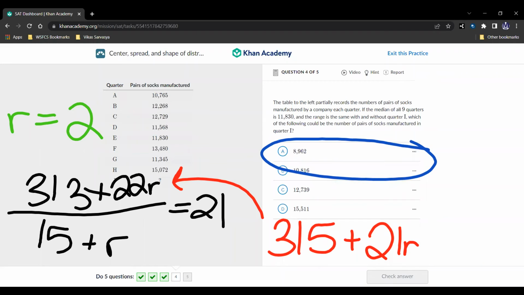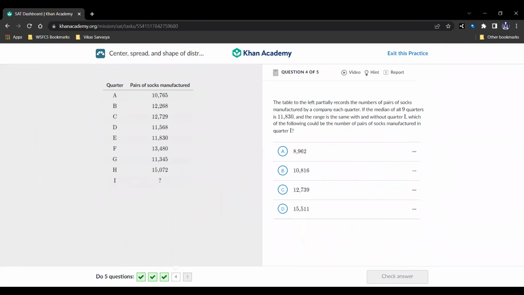All right, we've given yet another table. Let's see what we can do with this one. The table to the left partially records the number of pairs of socks manufactured by a company each quarter. If the median of all 9 quarters is 11,830, and the range is the same with and without quarter I, which of the following could be the number of pairs of socks manufactured in quarter I?